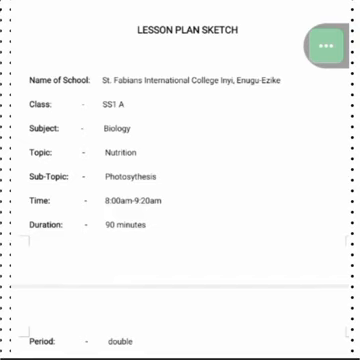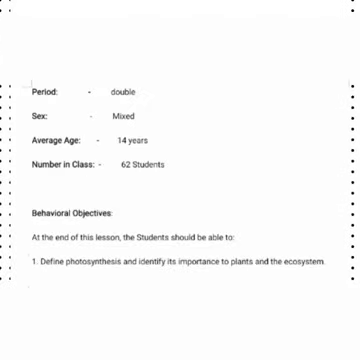The lesson plan, like I told us, is done recognizing all those components I told us in part 1. So the first component there is the lesson title, and under the lesson title here, as we can see, we have the name of school, class, subject, topic, subtopic, time, duration, period, sex, average age, and number in class.